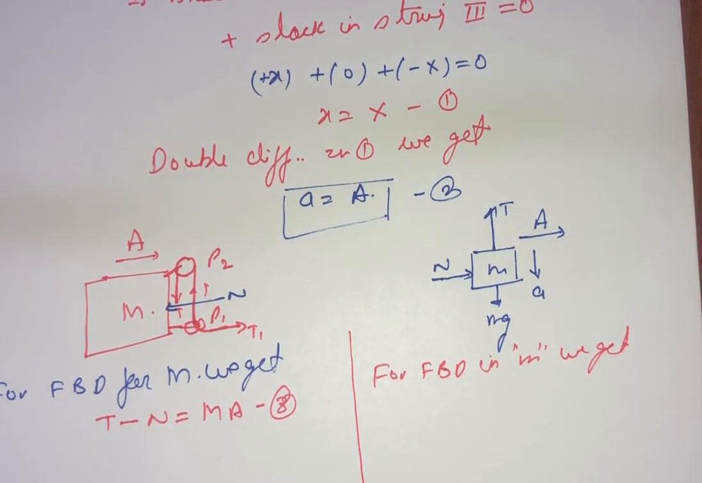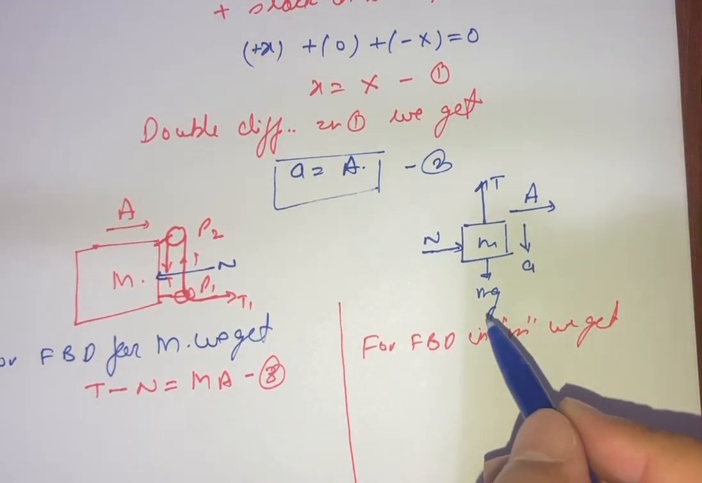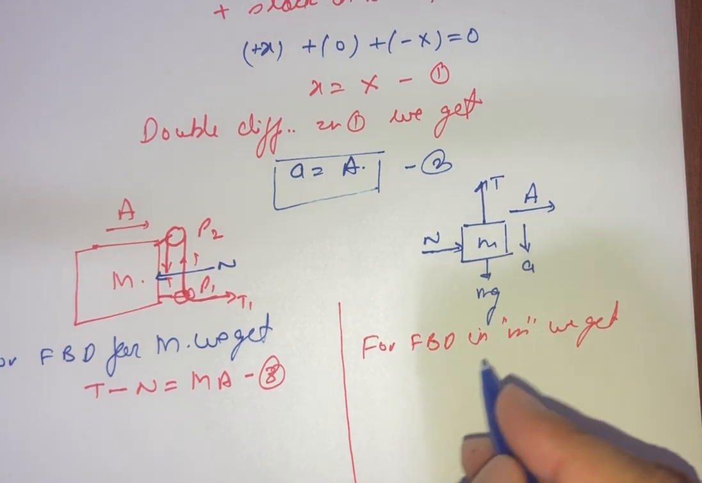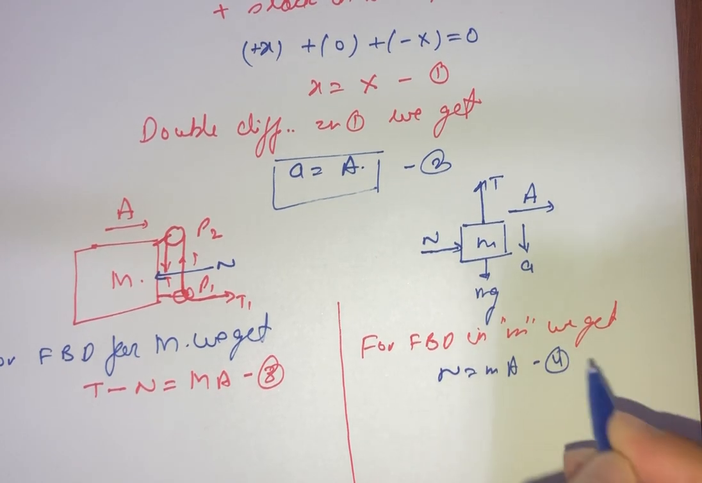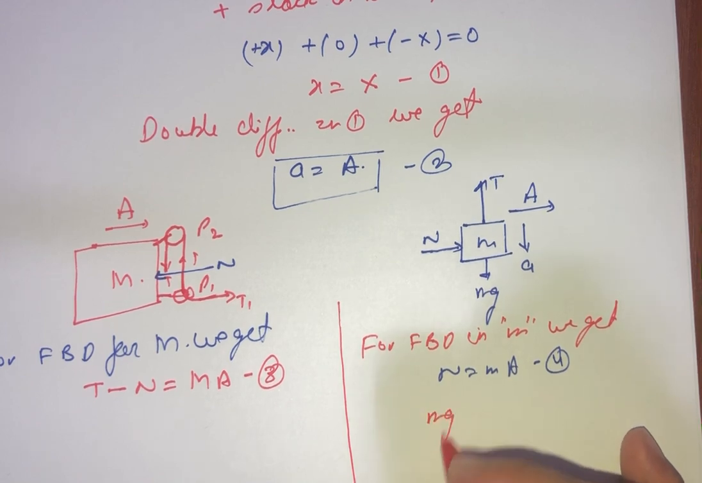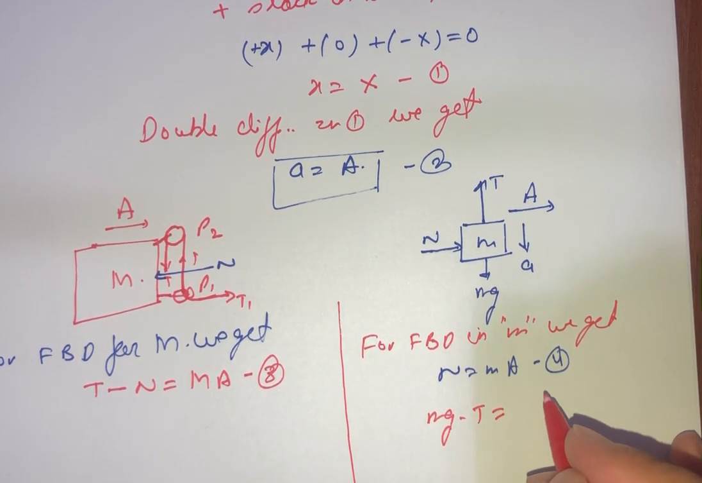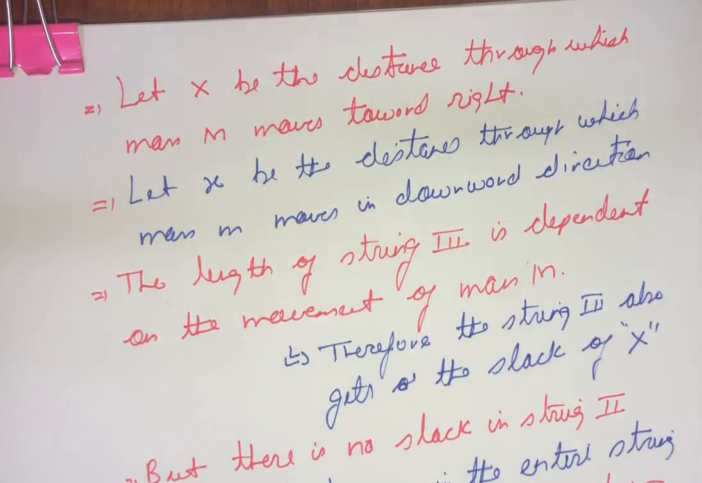we get, so in this case we can draw because the motion is vertical as well as horizontal, so we are going to write two equations. One, we get N is equal to ma, let this be equation number 4, and another equation we are going to get, because of the vertical motion, mg minus T is equal to ma. Let this be equation number 5. We are going to solve all these 5 equations.